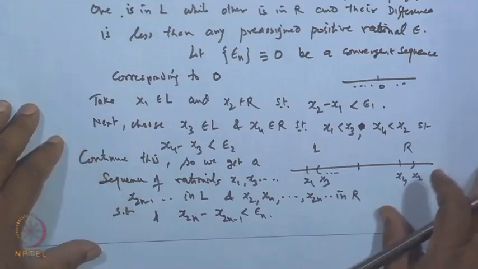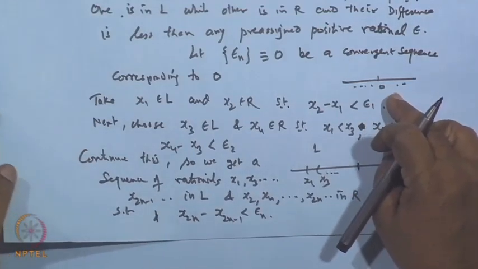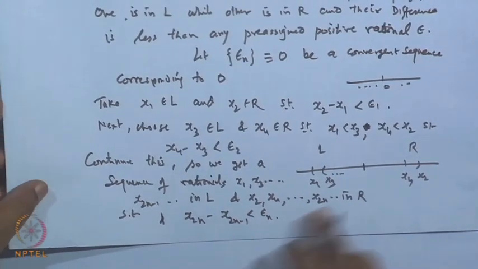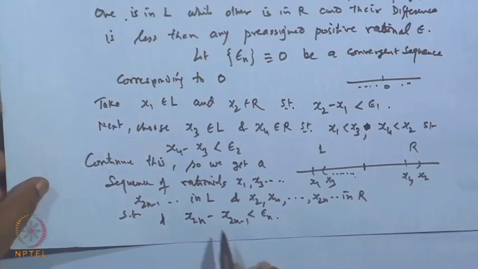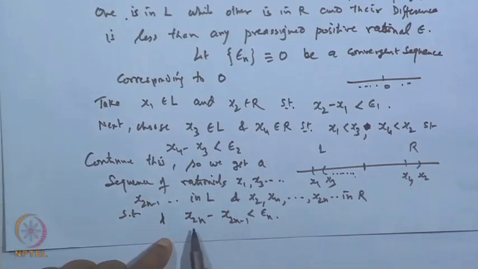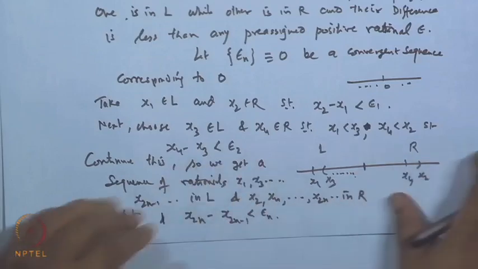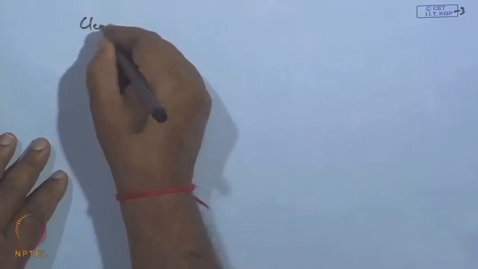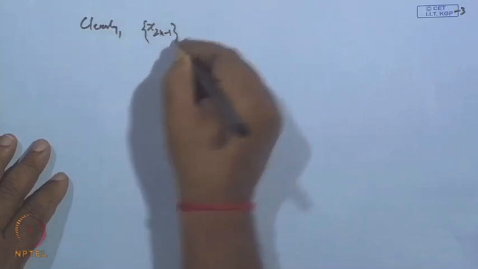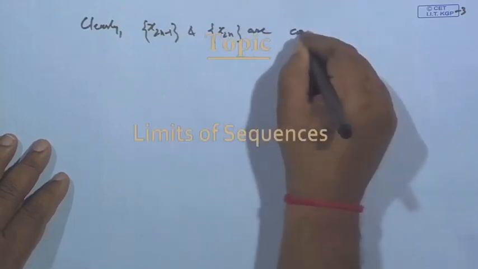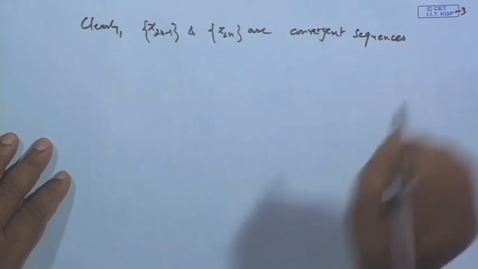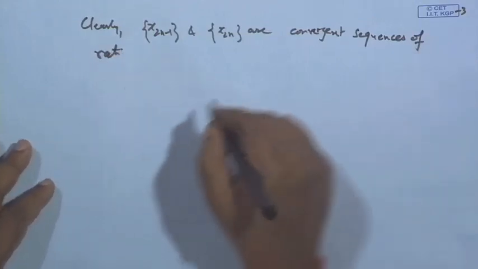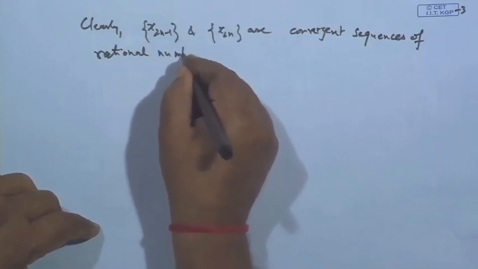Okay. Now, this way, corresponding to a section, we have generated a sequence. Now, the sequence with odd index is in L, and the even index is in R. Now, we claim that these two sequences, x 2 n minus 1 and x 2 n, will be convergent sequences. Why? Clearly, the sequences x 2 n minus 1 and x 2 n are convergent sequences of rational numbers.